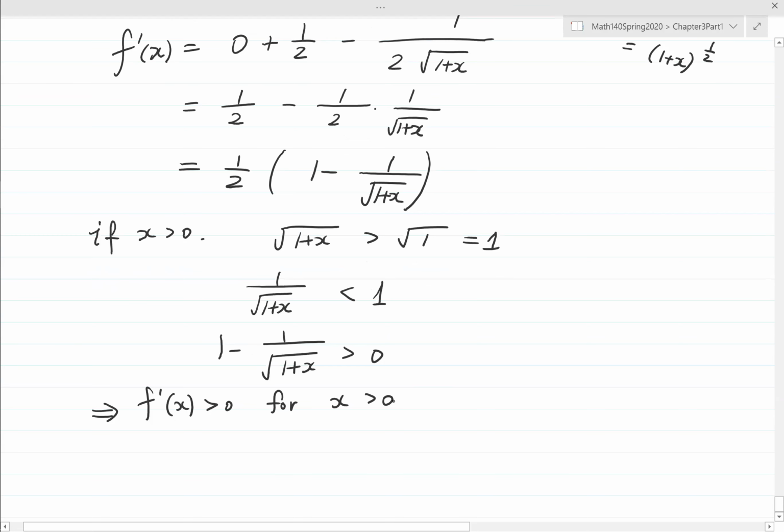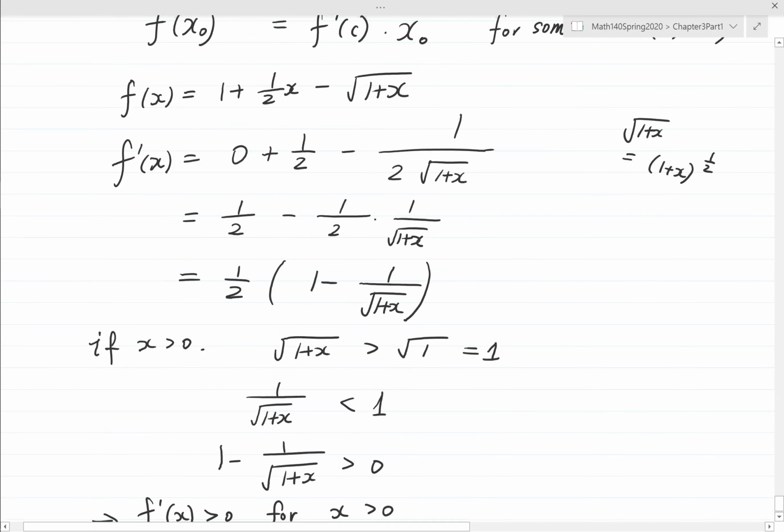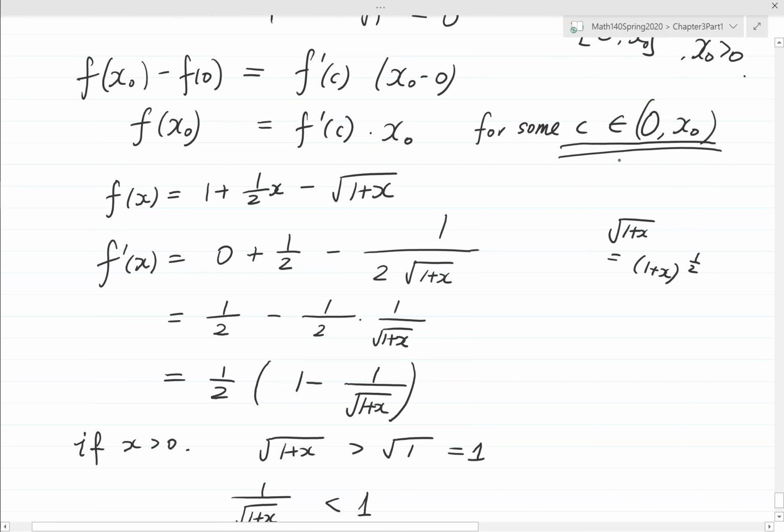Okay. Remember our value of c. Our value of c is positive. Okay. c is in 0 to x0. So c is positive. So here, let's label this by equation.